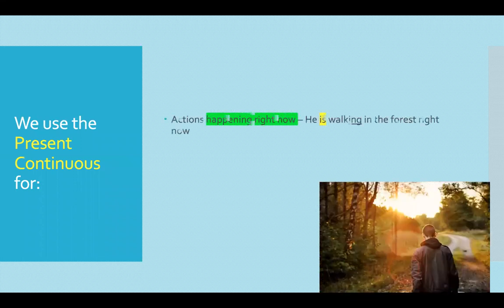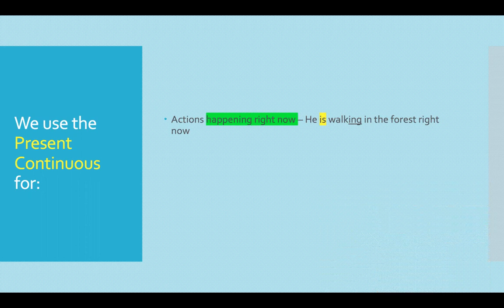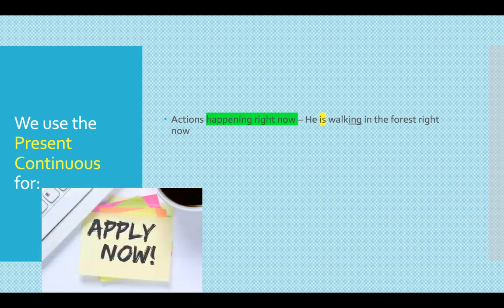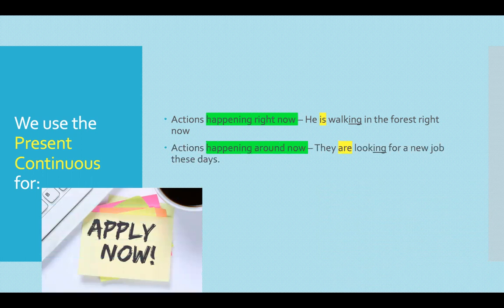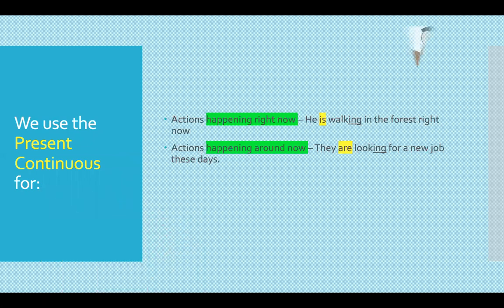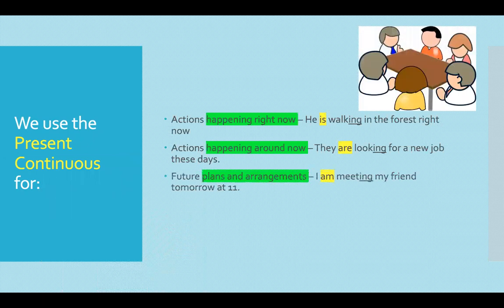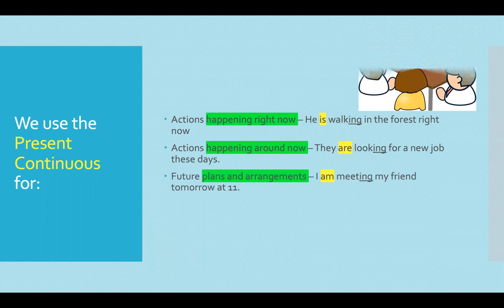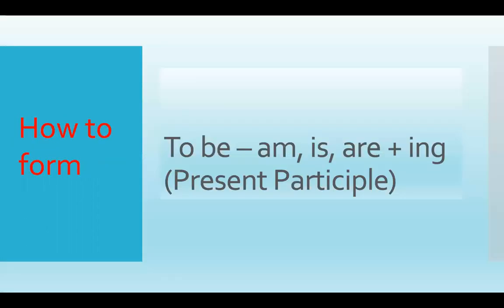We use the present continuous for actions that are happening right now. For example, he's walking in the forest right now. We also use the present continuous for actions that are happening around now, like they are looking for a job these days. It's also used for future plans and arrangements. For example, I'm meeting my friends tomorrow at 11.